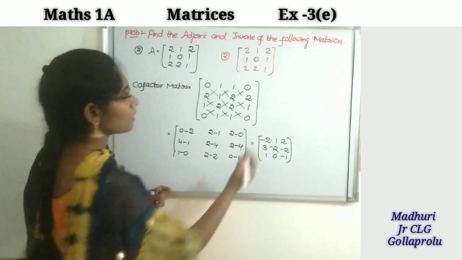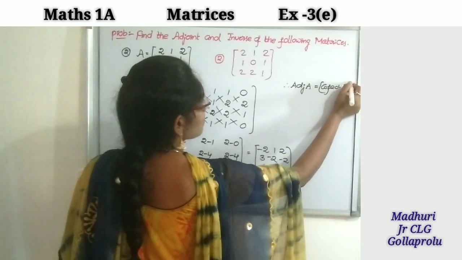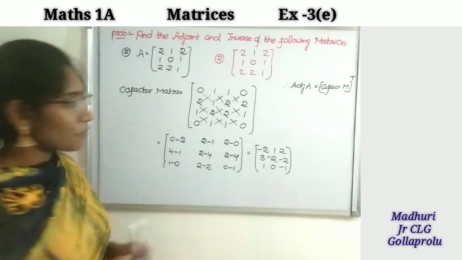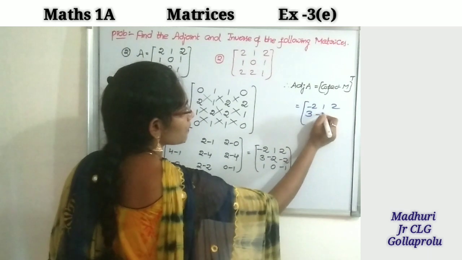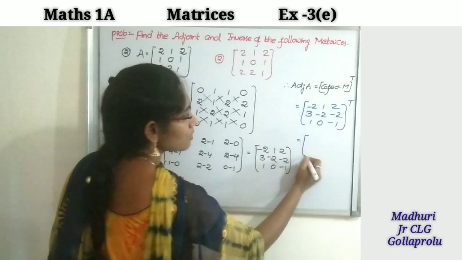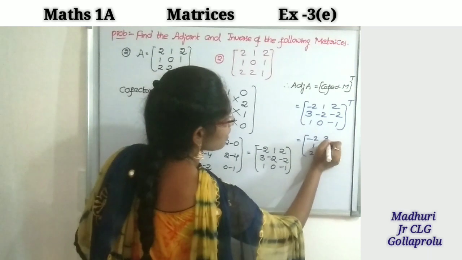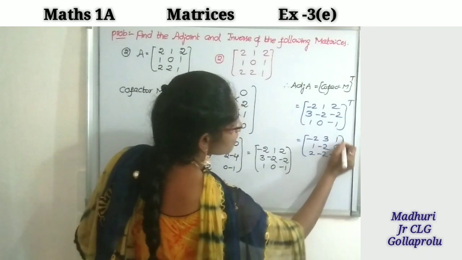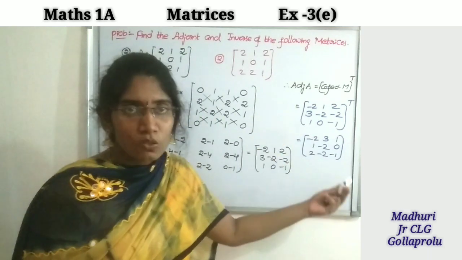Now what is adjoint A? Adjoint A is equal to the cofactor matrix whole transpose. That is taking the transpose of this matrix, minus 2, 1, 2, 3, minus 2, minus 2, 1, 0, minus 1, whole transpose. Now what is the answer? Writing the first row as the first column, so this is minus 2, 1, 2. Second row as the second column: 3, minus 2, minus 2. Third row as the third column: 1, 0, minus 1. So this is the adjoint of the given matrix.